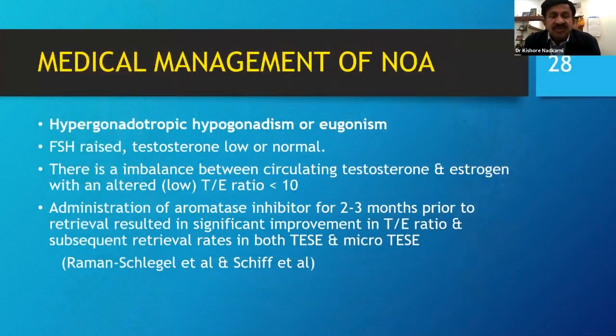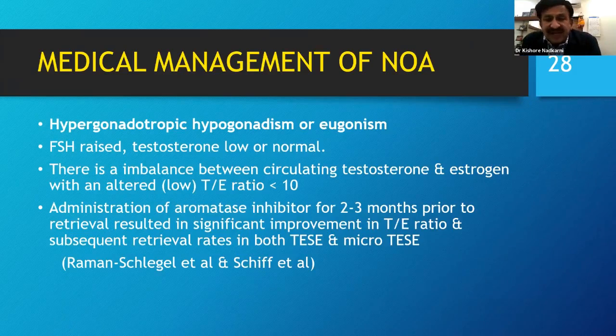Now we come to non-obstructive azoospermia. Patients with azoospermia who have testicular failure or hypergonadotropic hypogonadism. Classically, these patients have a raised FSH. The testosterone may be normal or may be low. However, it is believed that there is an imbalance between the circulating testosterone and the estrogen levels, with lower intratesticular levels of testosterone with a T to E ratio of less than 10. Now, in many cases, we are able to get T to E ratios less than 10. But simply doing testosterone also gives us an idea.